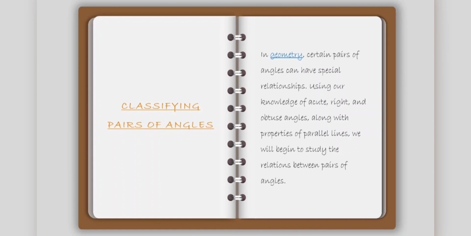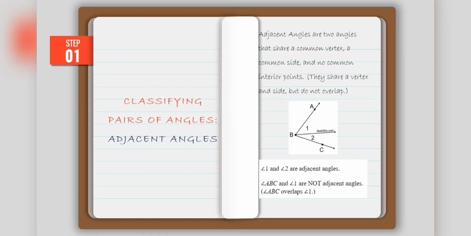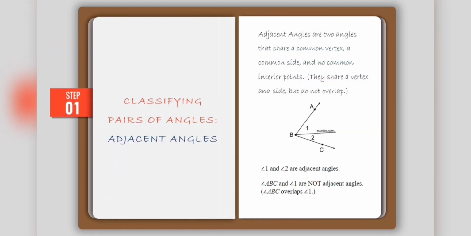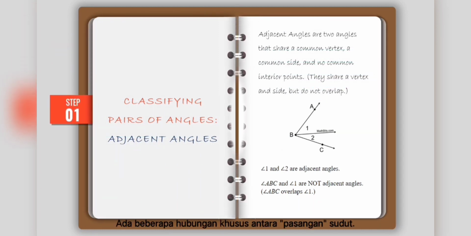In this presentation, I will explain about classifying pairs of angles. In geometry, certain pairs of angles can have special relationships. Using our knowledge of acute, right, and obtuse angles, along with properties of parallel lines, we will begin to study the relations between pairs of angles. As I said before, there are some special relationships between pairs of angles.